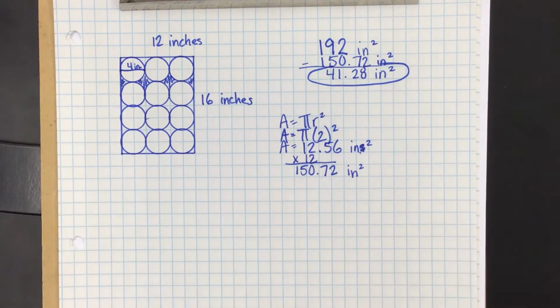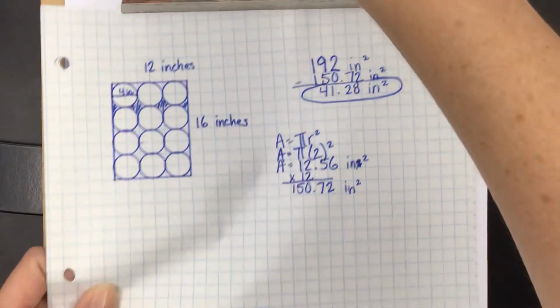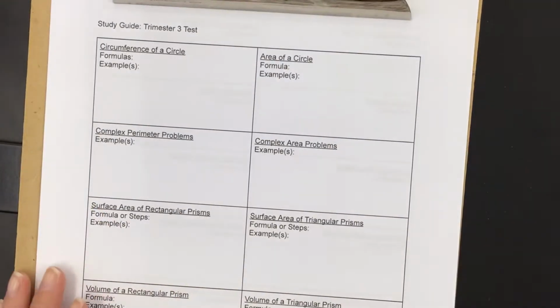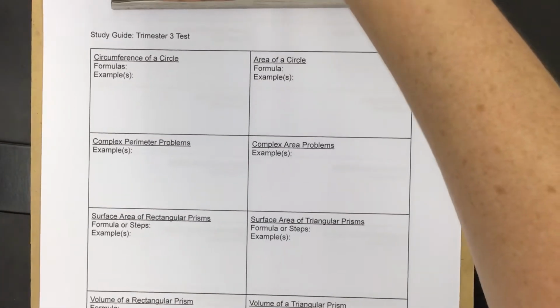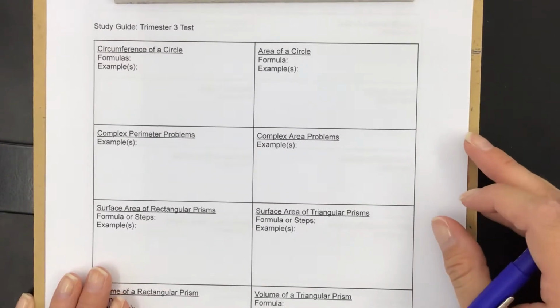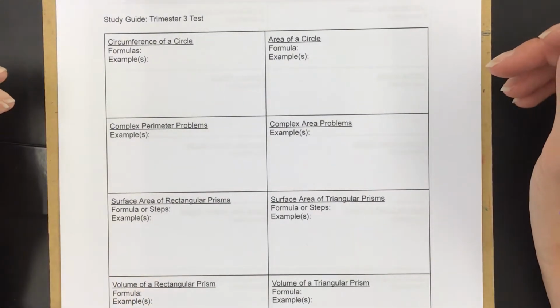Okay, let's look back at our study guide here. Are there any parts of the study guide where you're not sure what to put, you're not sure of a formula, you want to see an example for? This is linked in Otis lessons.